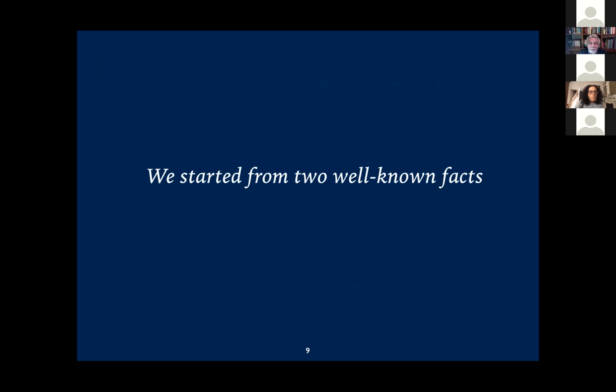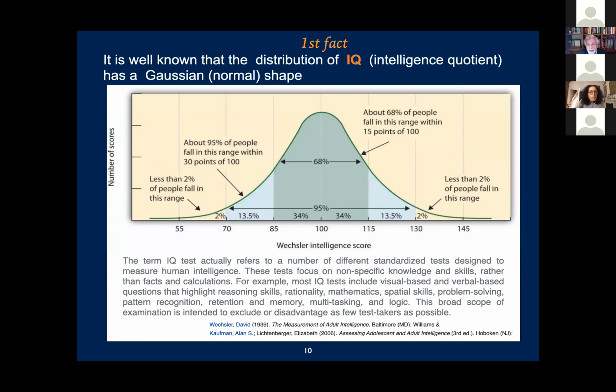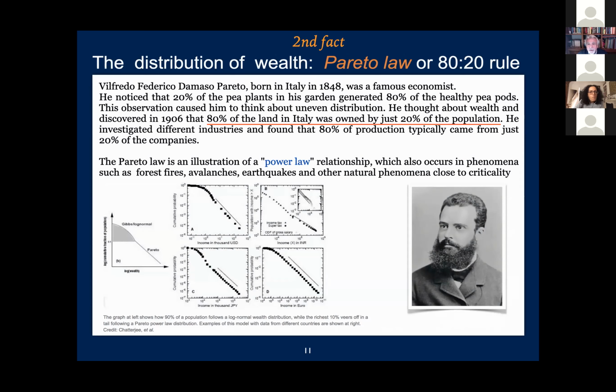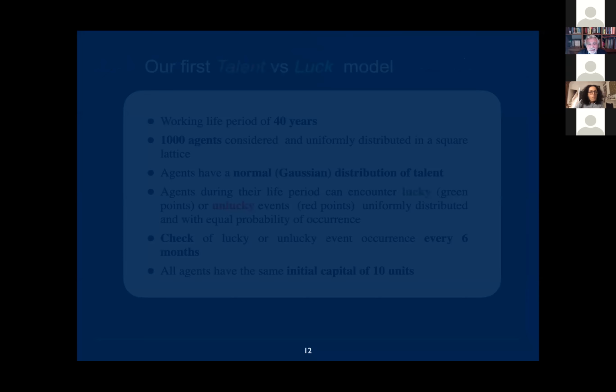So let me recap the fundamental ingredients of our model. We started from two well-known facts. The first one is that human intelligence has a Gaussian distribution, like many human features, but the distribution of wealth, as discovered by Pareto, is a power law, and the same for fame and for many other things. So how can we combine these two things? There is no guy who is much more intelligent than me but is much more famous or richer. So we imagine to have this kind of dynamics.